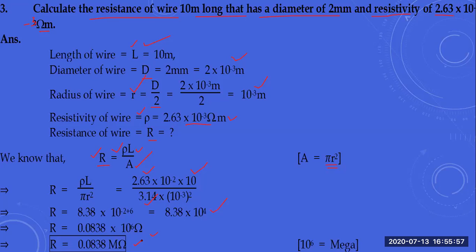We will use this formula to calculate the resistance, and whatever the value is, it is closer to 10 to the power 6. So 10 to the power 6 is basically mega. So its final unit is 0.0838 mega ohm. So by using this technique, you have calculated the resistance of a wire after going through the given values.